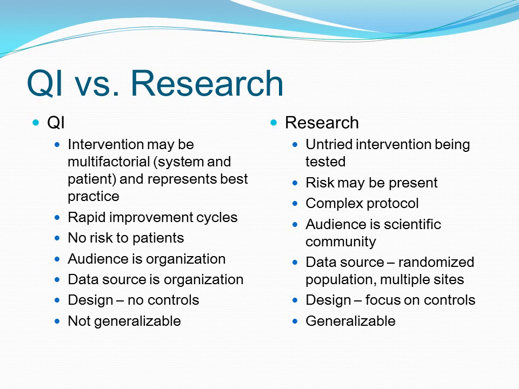So here's some things for those of you who have come from a scholarly background and say, well, how do I know when I'm doing quality improvement? How do I know when I'm doing research? Well, quality improvement, the intervention is multifactorial. In other words, you're looking at systems and patients all at the same time, and it really is about best practice. It's about rapid improvement cycles. There should be no risk to the patient. You're not experimenting here. You're trying to get the right practice, so you're trying to get the right thing that we know is right done.